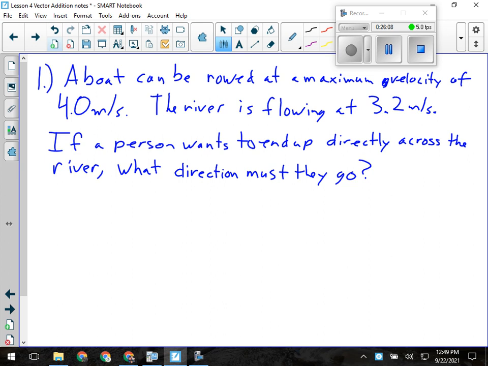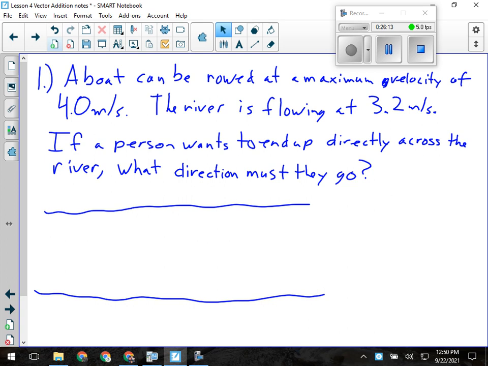All right, so what we have here is our boat and our river. So here's our river. I want my resultant to be this. That's what I want to have end up happening. What I know is that I can row the boat at 4 meters per second. So I've got the 4 meters per second and I've got the river current at 3.2. So I'm going to draw the river current here, 3.2 meters per second. And my rowing speed.